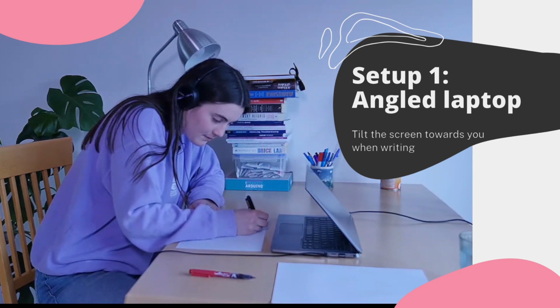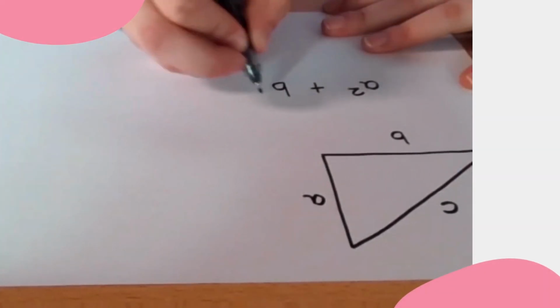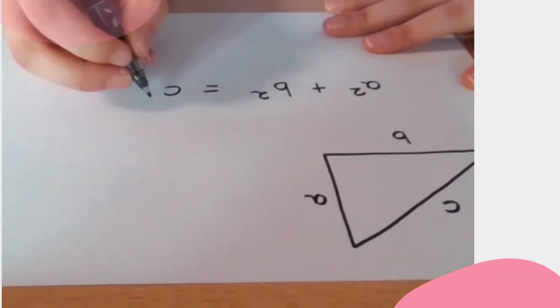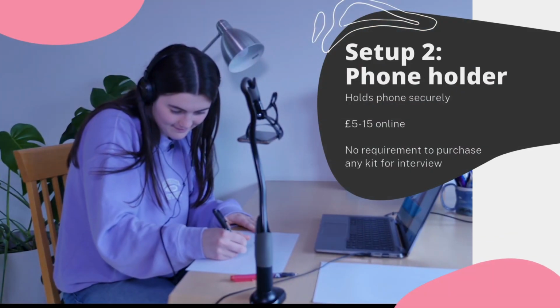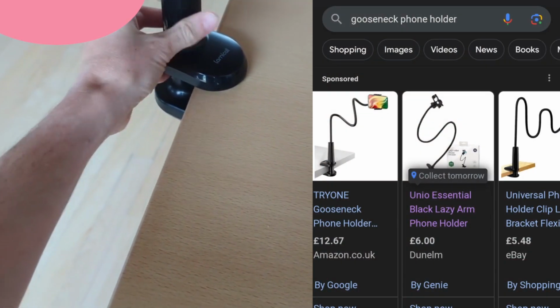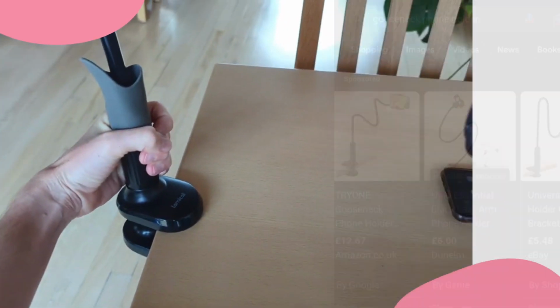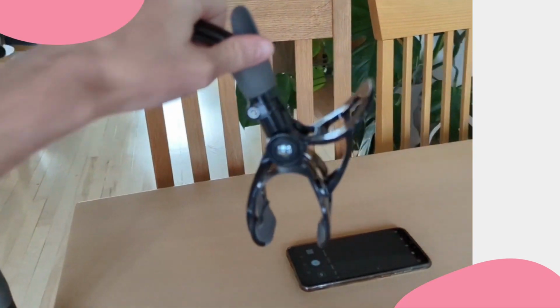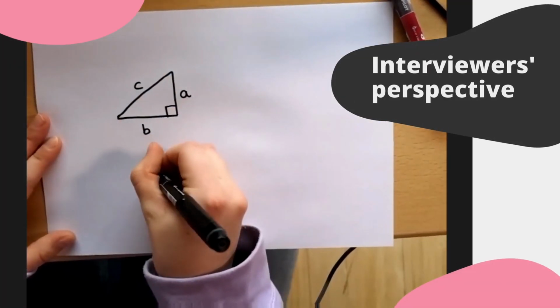A really simple way is to just tilt the laptop screen towards your paper. From your interviewer's perspective, it will be upside down, but don't worry, we can cope. Another method is using a low-cost phone holder. This is called a gooseneck phone holder. I bought it online for about £10. So they hold your phone really securely with different kinds of clip mechanisms, and then you can just suspend it above your work. From your interviewer's perspective, it looks great.